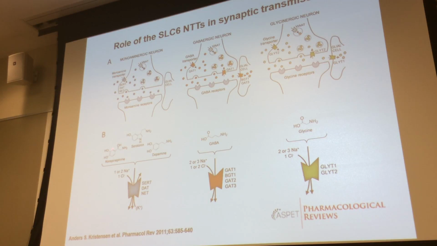So here is the difference between these three families: monoamine transporter, GABA, and glycine. I want you to focus on this here. For the SERT, DAT, and NAT, as I said, when the substrate gets transported through the plasma membrane, the sodium ion goes in, chloride goes in, and for the SERT, potassium goes out.